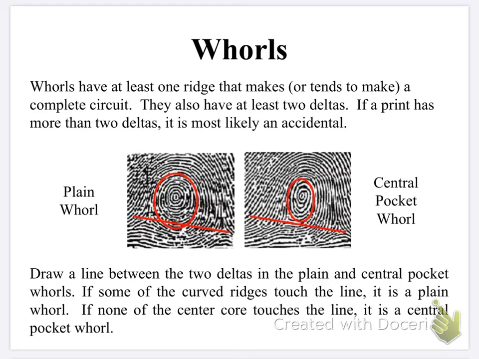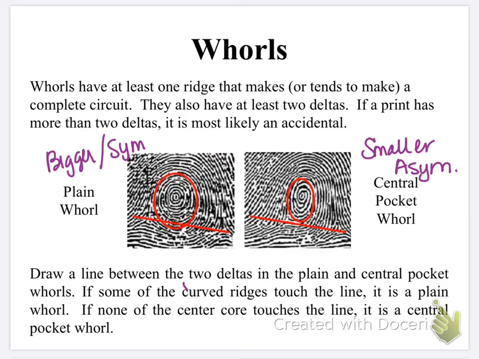Whorls have at least one ridge characteristic that tends to make a complete circuit. They also have two deltas. If it has more than two deltas, you're more than likely going to have an accidental. Now, the two that you will see a lot are plain whorls and central pocket whorls. Plain whorls tend to be bigger and symmetrical, and central pocket whorls, you can see, tend to be smaller and asymmetrical.